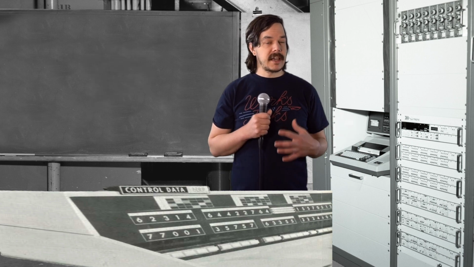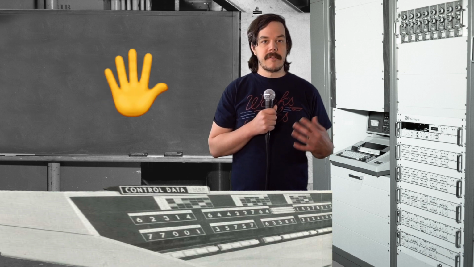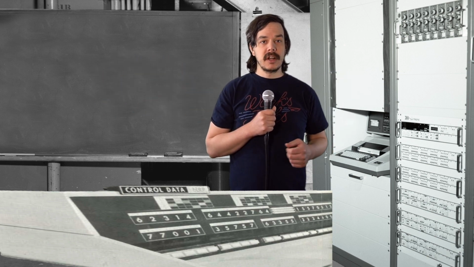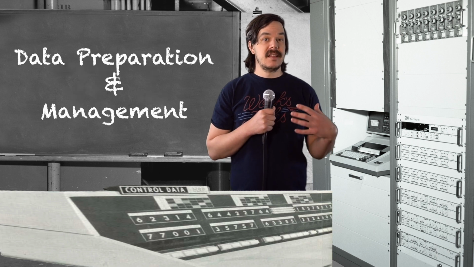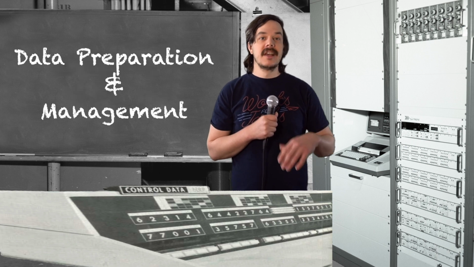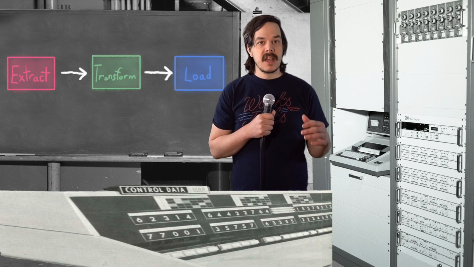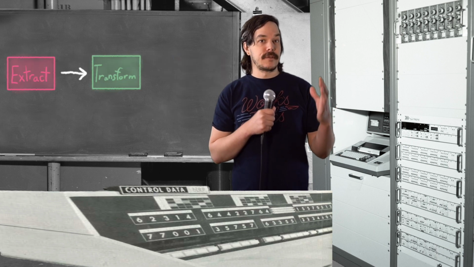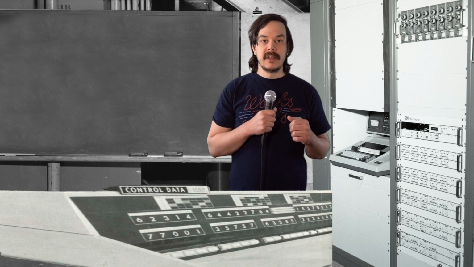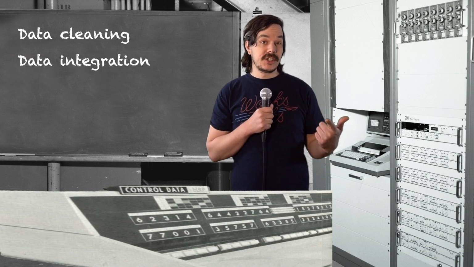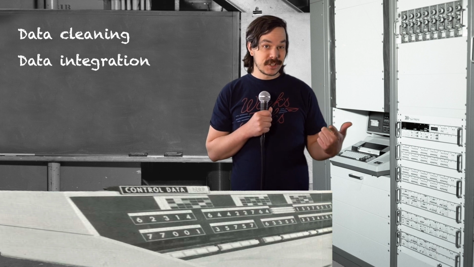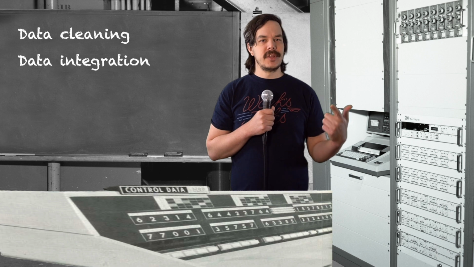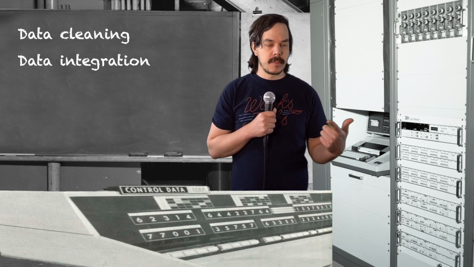So I've kind of categorized this into 5 units, if you will. The first of which is data preparation and data management. If we're thinking of the ETL pipeline, this would be the extract and first half of the transform phases. And this includes things like data cleaning, data integration, which is just a fancy way of saying combining different data sources. So this is similar to the idea of a join if you're coming from SQL.